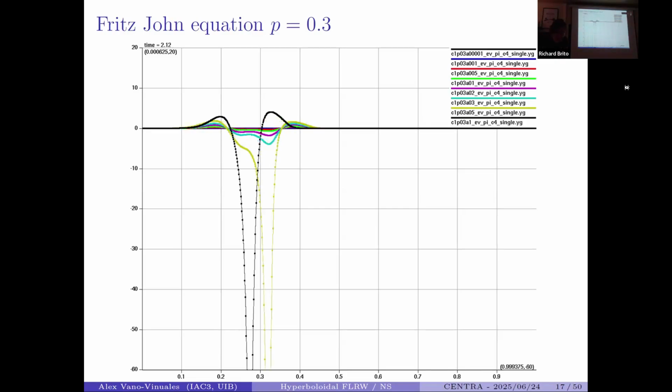Those blow up, then another one. As you can see, the larger the initial amplitude, the earlier it blows up. So it's the expected behavior for the Fitz-Jones equation.